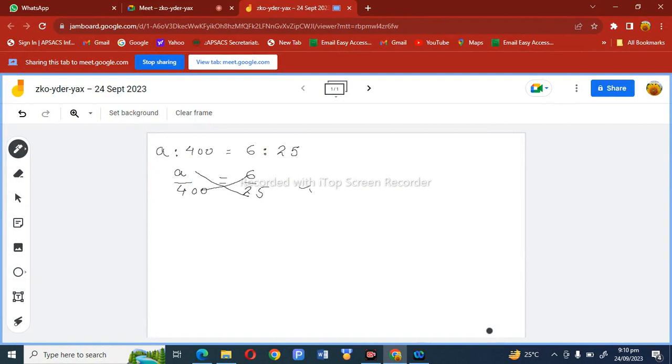So when you multiply 25 with A, you will get 25A is equal to 6 times 400. 6 times 4 is 24 and there are two zeros, so you can write it like this. Now you have to find out the value of A. This 25 is multiplying with A, but it will go to the other side and be divided, so it will be divided by 25.